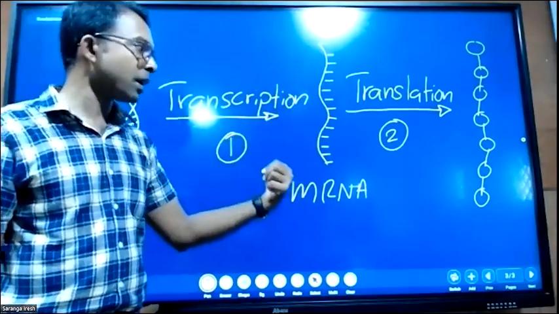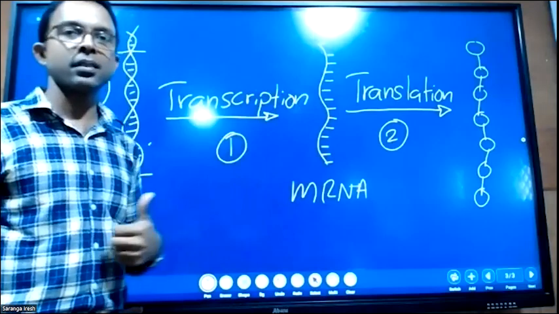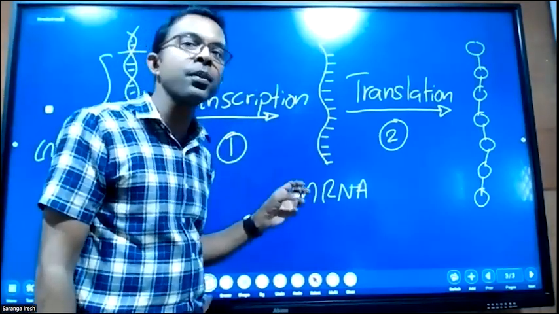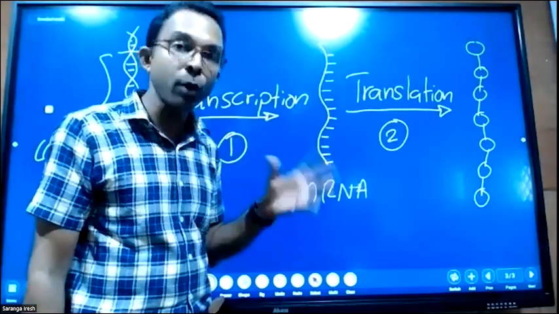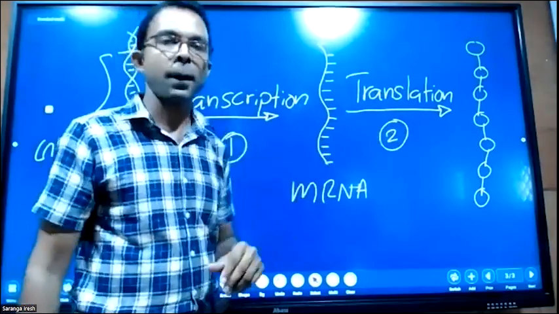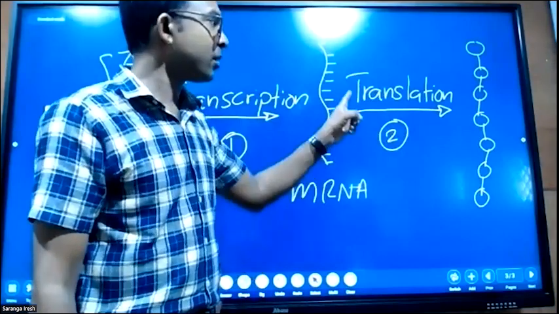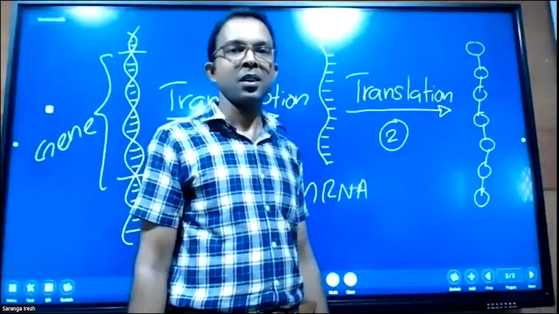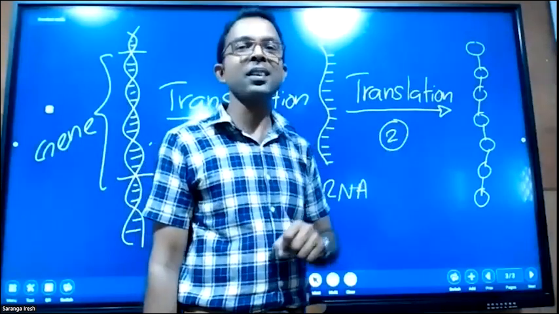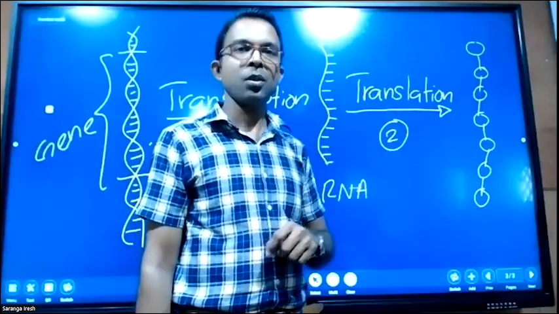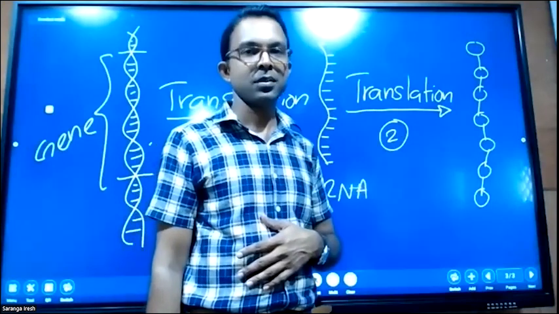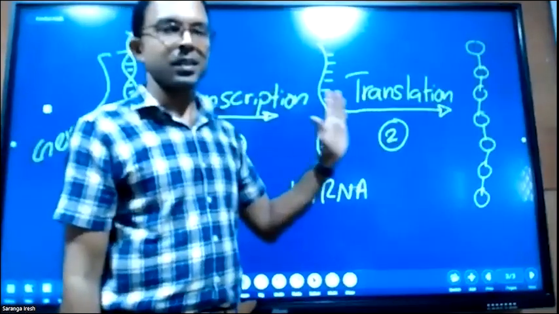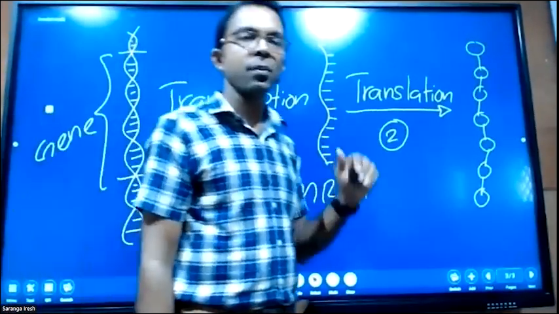The mRNA molecule is synthesized inside the nucleus. And this mRNA then comes out from the nucleus through the nuclear pores to the cytoplasm. Then this translation process takes place in the cytoplasm, because ribosomes are available in the cytoplasm or the endoplasmic reticulum. This is the process of protein synthesis.